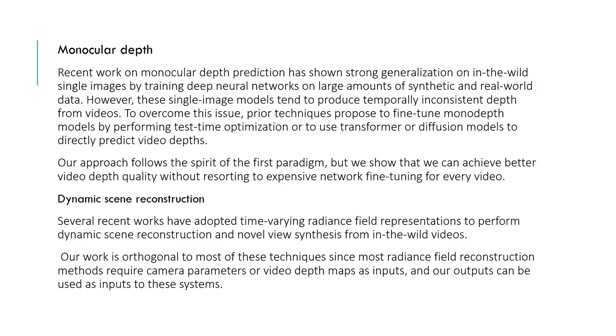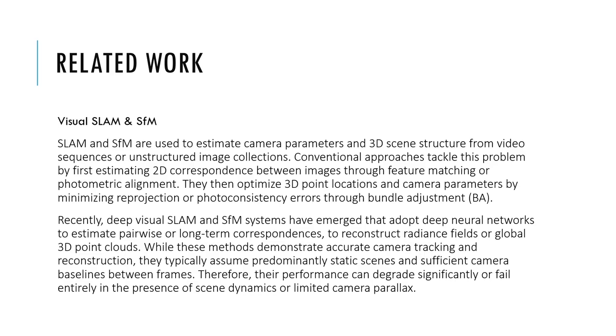Now let's see what is meant by visual SLAM and SfM. SLAM and SfM are used to estimate the camera parameters and 3D scene from video sequences, as we discussed before. Conventional approaches tackle this problem by first estimating 2D correspondence between images through feature matching. Then they optimize 3D point locations and camera parameters by minimizing reprojection error through an optimization algorithm, bundle adjustment (BA).